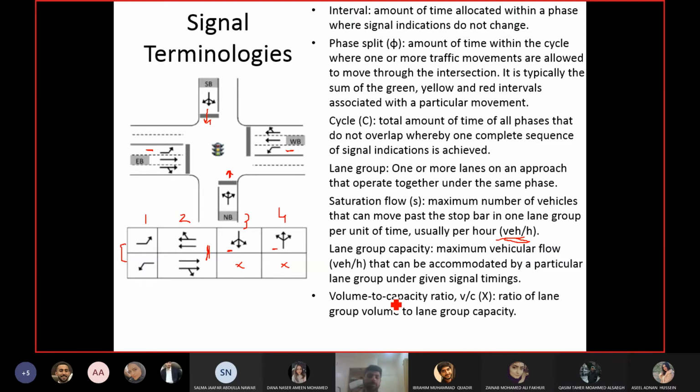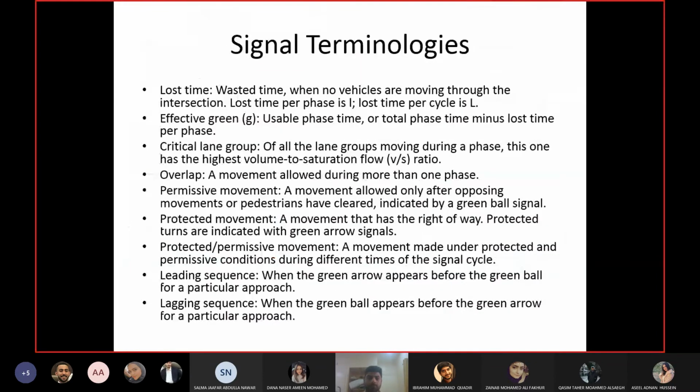80%. Less than 1. Good. Okay, less than 1. If you reach 1, that is very critical, and more than 1 obviously means that, you know, demand is no longer under control.